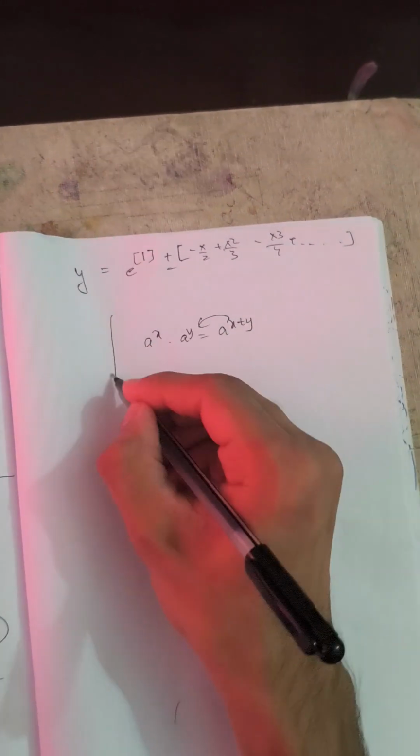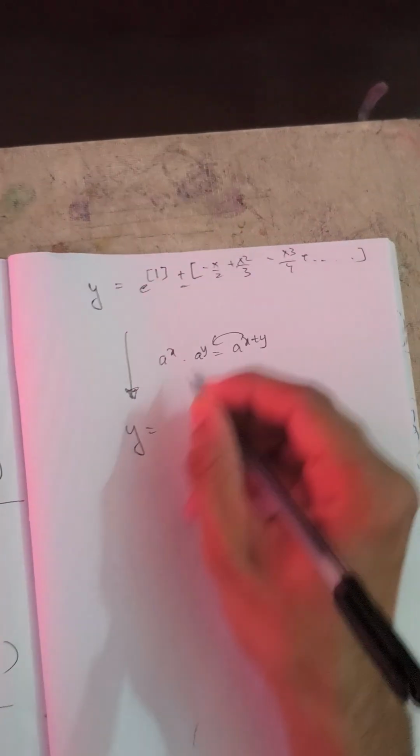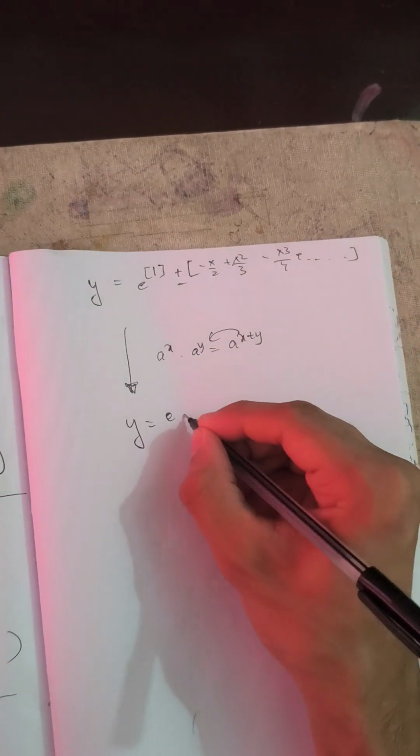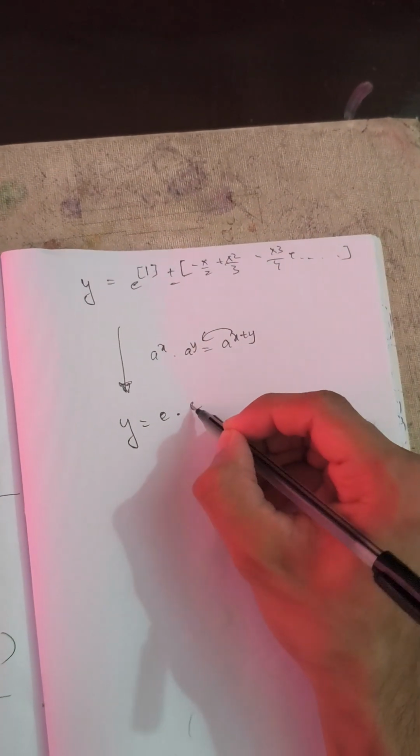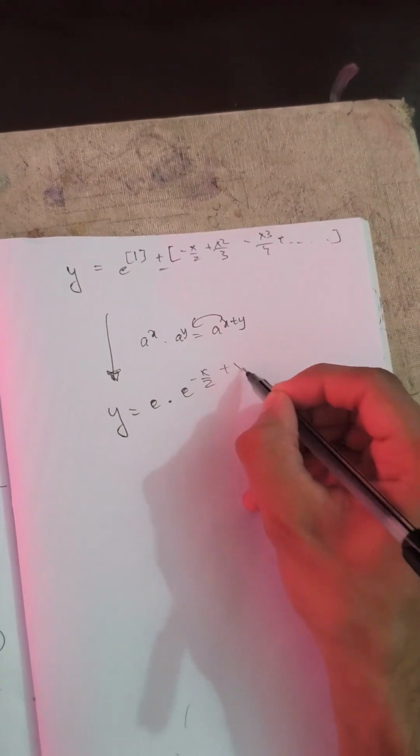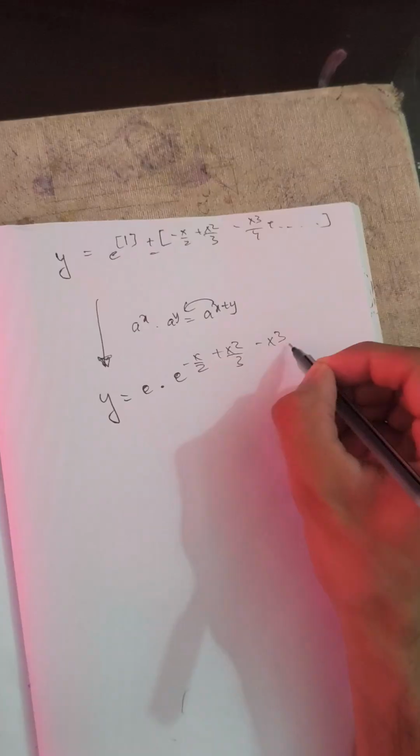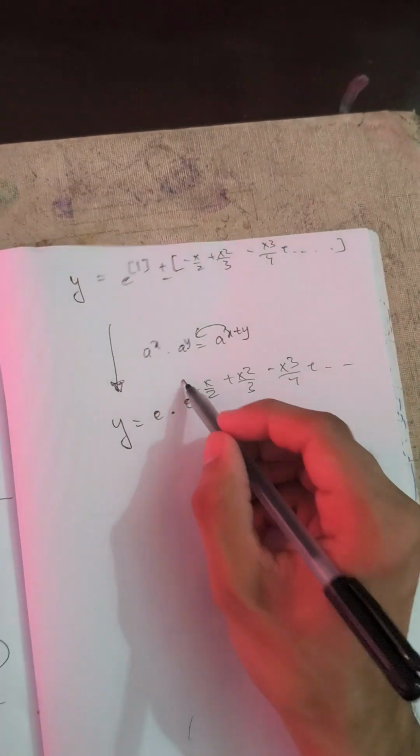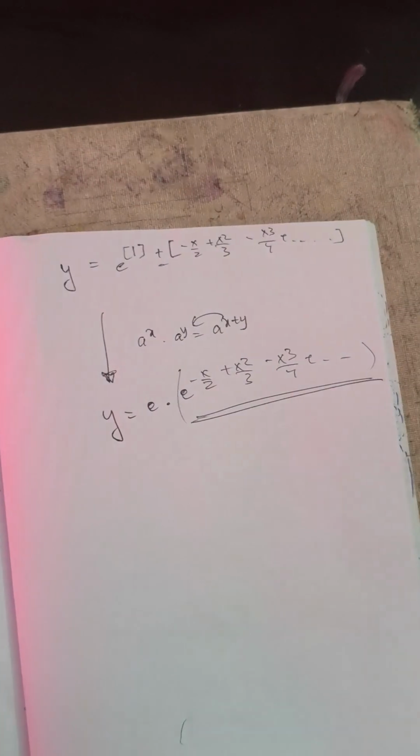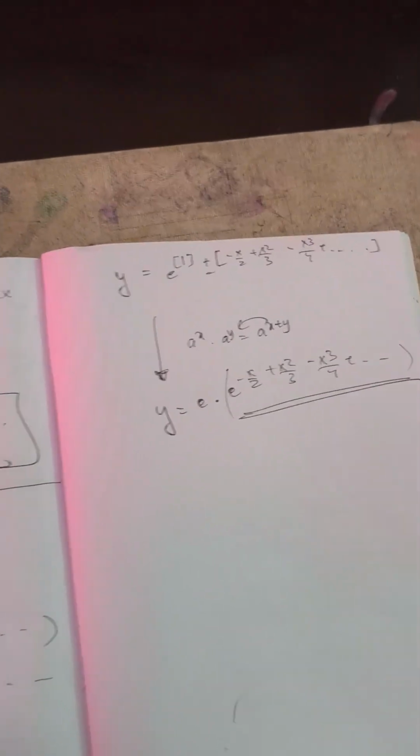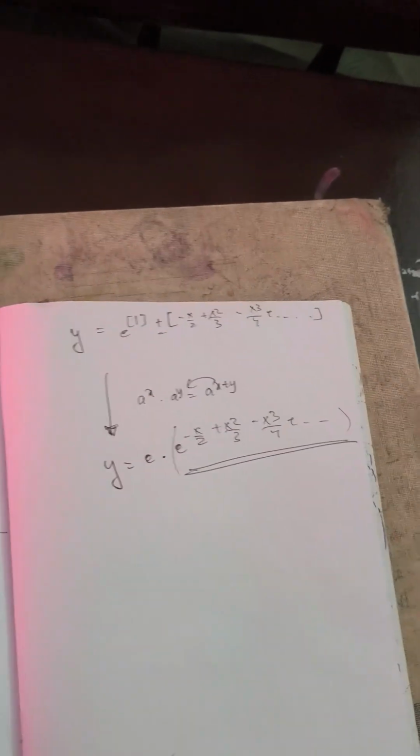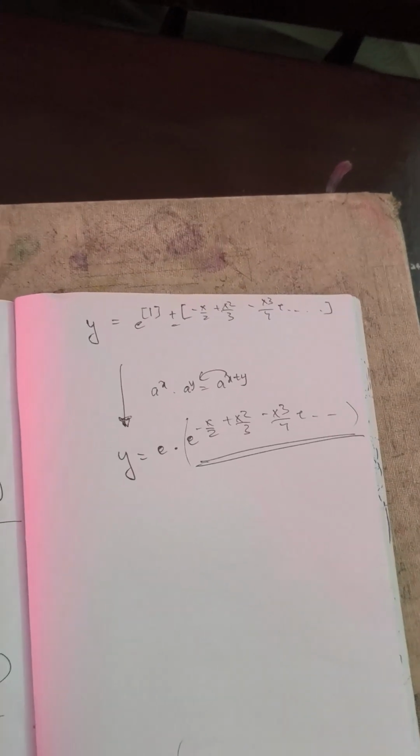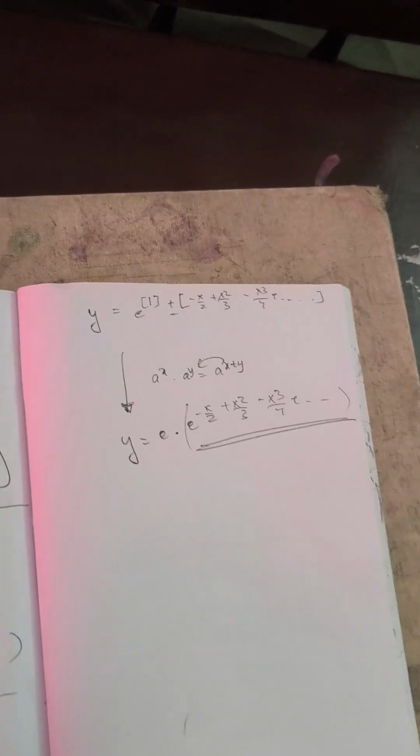So this thing I can write as y is equal to e raised to 1 is e into e raised to minus x by 2 plus x squared by 3 minus x raised to 3 by 4, plus so on and so forth. Now, this guy over here, I'm going to use the series expansion that we had derived for e raised to x prior to this.